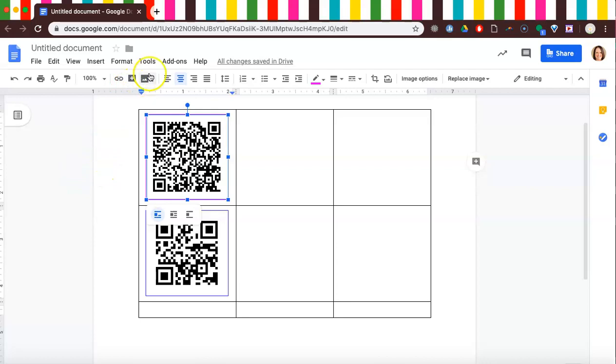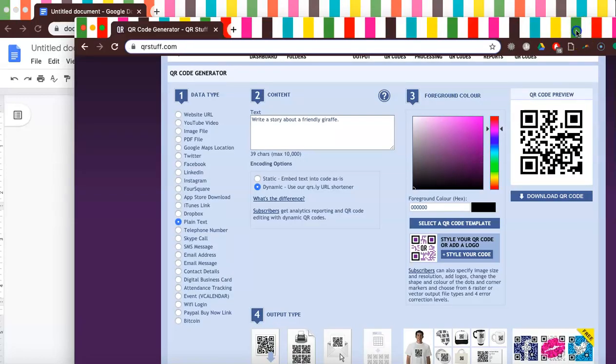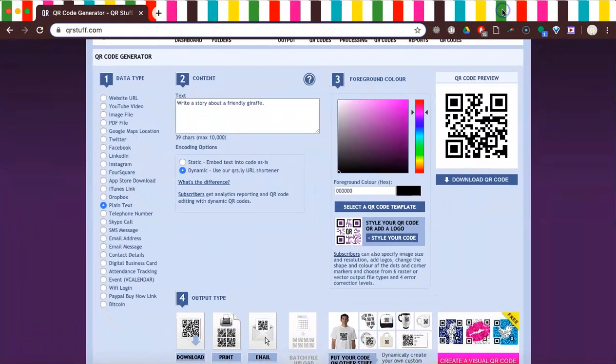So hopefully that made sense. qrstuff.com is a really good tool that's easy to use. And if you need any help using it or have any other questions, just let me know.